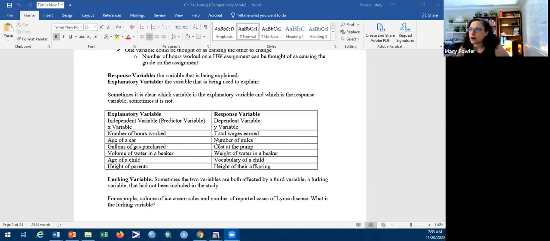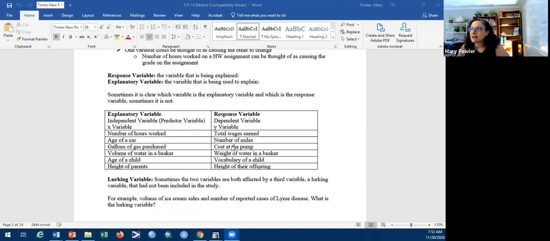So the age of a car and the number of miles on the car. Again, older cars tend to have more miles, but it's not an exact relationship. So you might find some variability, and that's where we come in, right? We're all about the variability.